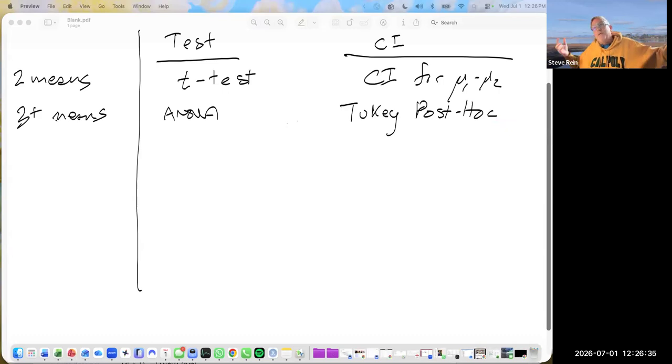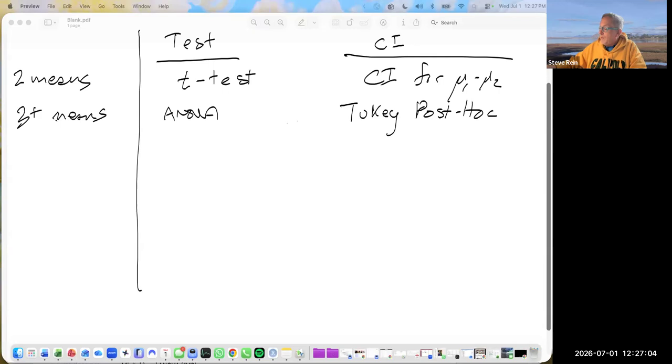Okay, so 2 means, use a t-test. We know that from the last class. If there's 3 or more means, you can't really use a t-test. And if I'm saying 3 or more means, we use the ANOVA. Well, literally, if you do have 2 means, you can use analysis of variance ANOVA to tackle the problem, but you typically would prefer the t-test because that's what people do.